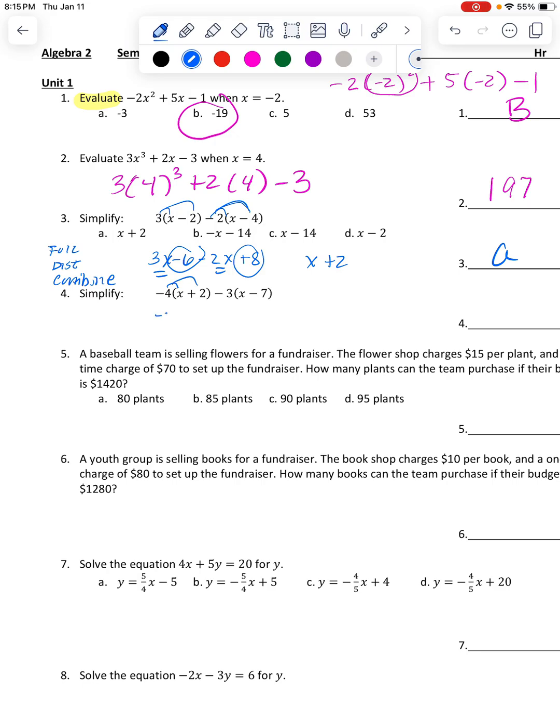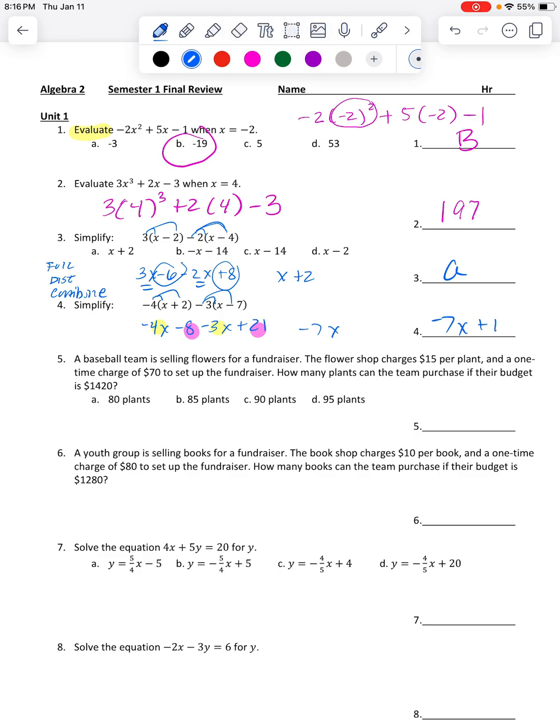Same exact thing here, distributing there, I'll get a -4x and a -8. Distributing here, I'll get a -3x, but a positive 21. And so when I put the like terms together, these two are alike, and then these two are alike, meaning just numbers. So -4x minus 3x is -7x. Oh, I guess this one's not multiple choice. And then -8 plus 21 is going to turn into a positive 13.